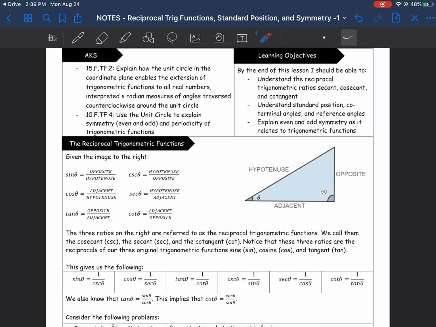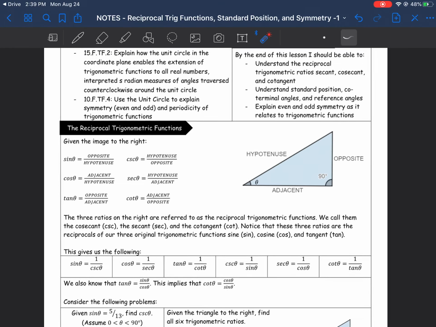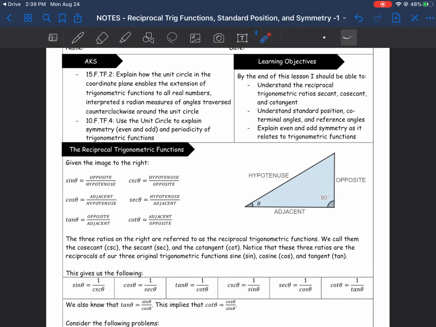There are actually three other trigonometric functions. There's the cosecant of theta, which is the hypotenuse divided by the opposite. There's the secant of theta, which is the hypotenuse divided by the adjacent. And there's the cotangent of theta, which is the adjacent leg divided by the opposite leg. Notice that the cosecant of theta is the reciprocal of the sine of theta. The secant of theta is the reciprocal of the cosine of theta. And the cotangent of theta is the reciprocal of the tangent of theta. So that's why we call these the reciprocal trigonometric functions.